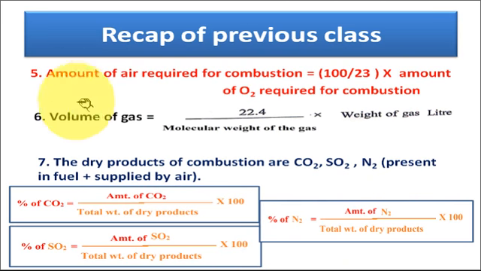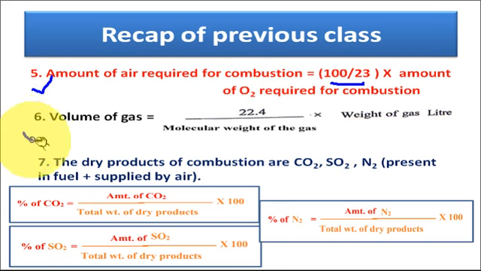Next, we discussed that the amount of air required for combustion is calculated from the amount of oxygen required for combustion. How do we calculate it? We have to multiply the amount of oxygen required by the figure 100 divided by 23. So, total amount of air required for combustion is equal to 100 by 23 multiplied by the amount of oxygen required for combustion. So this is the amount of air required for combustion.